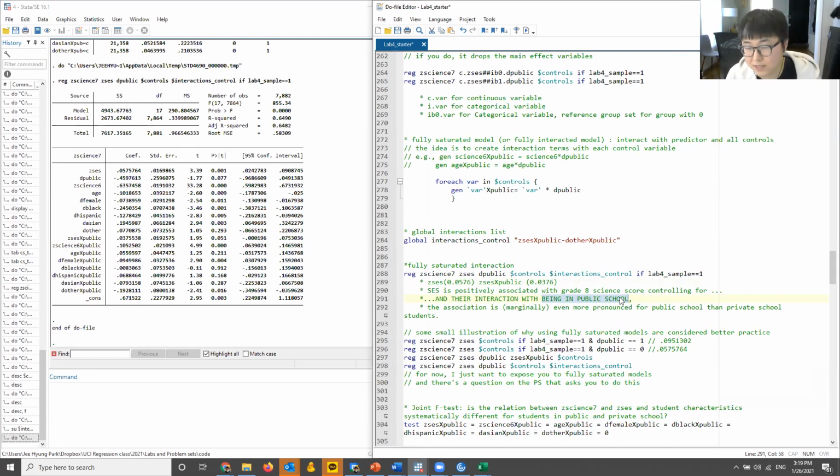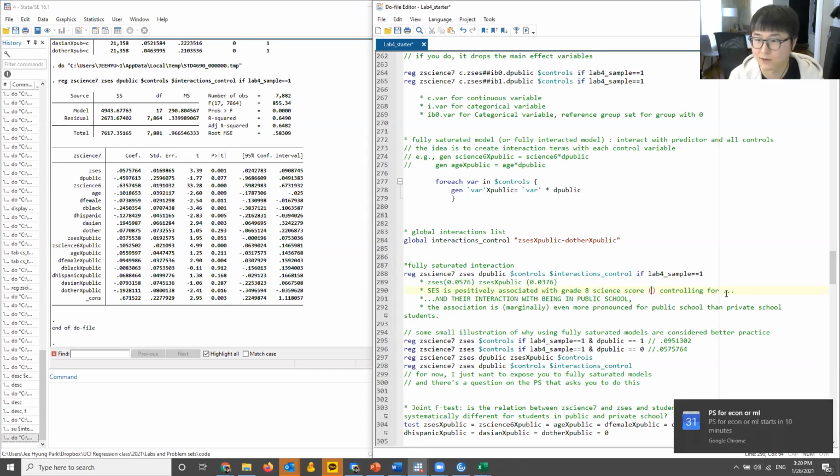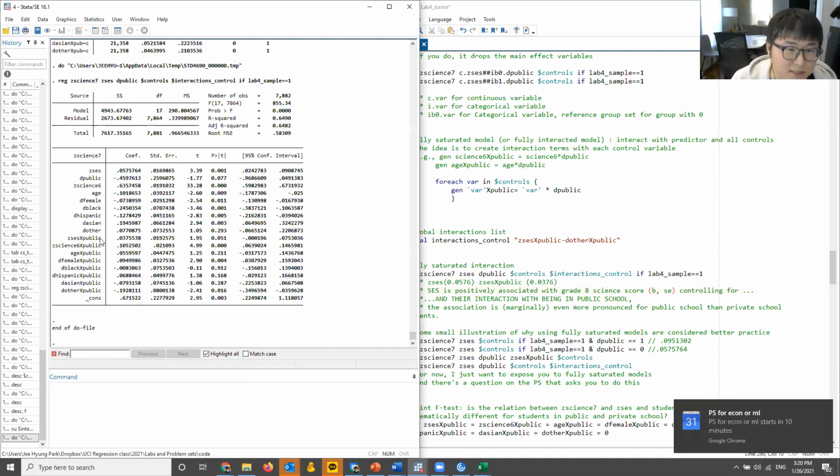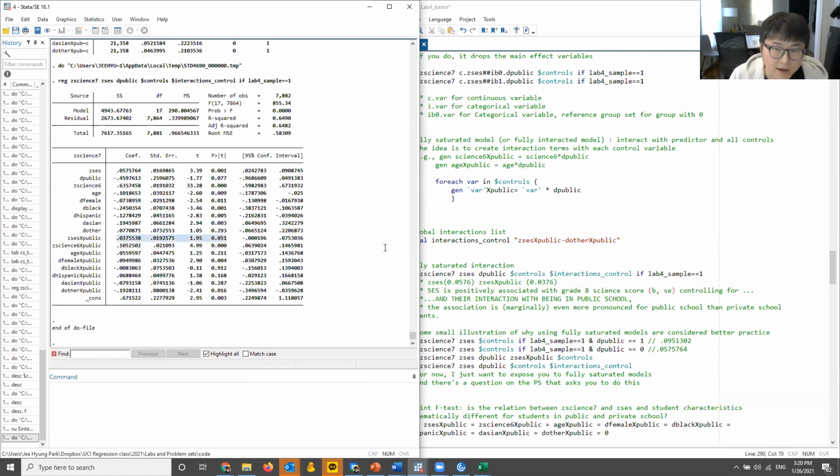So in your language, as you communicate this, you're saying the SES is positively associated with grade 8 science score, and you'll want to put in the statistics here, right? The beta and the standard error, or the p-value, right? Controlling for all of your variables and their interaction with being in public school. And we find, right, that the interaction, which is here, is now marginally significant. I say that because this is slightly higher than 0.05. Okay, so it's there, marginally higher.